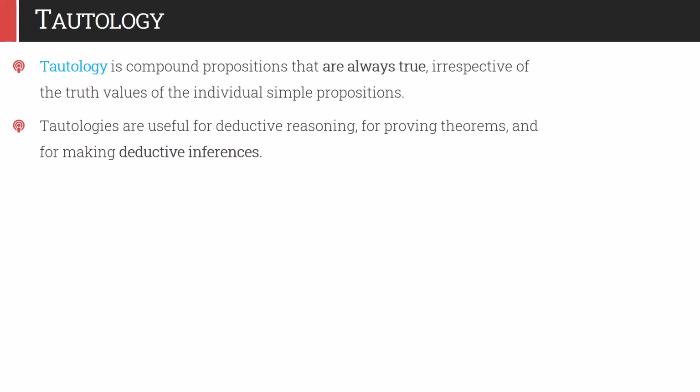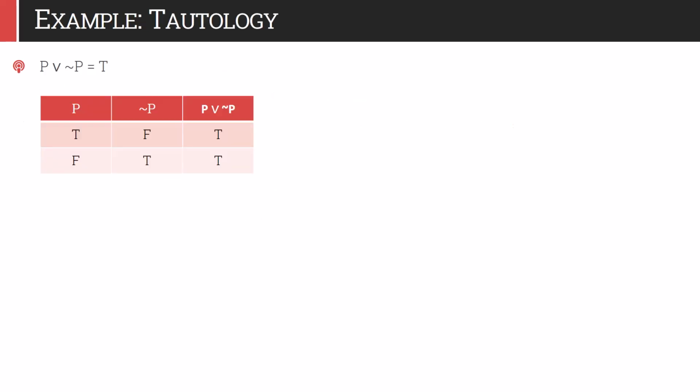Tautologies are useful for deductive reasoning, for proving theorems, and for making deductive inferences. So when we are trying to simplify something, or infer or reason something, tautology will greatly simplify our computation. Two very popular laws or tautologies are: P conjunction P entails Q leads to Q, and negation Q conjunction P entails Q gives you negation P. So remember these 2 rules, they are going to be useful in future.